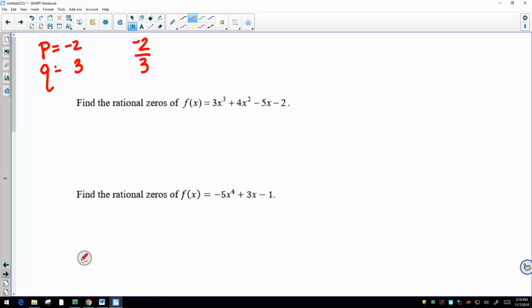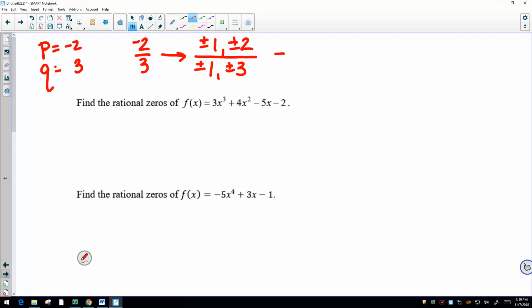And when I'm thinking factors, we get both positive and negative factors. So if I find the factors of -2, your factors would be plus and minus 1 and plus and minus 2. Now we're going to find the factors of 3. That would give us plus and minus 1 and plus and minus 3. Now we want to make all of the combinations of these.